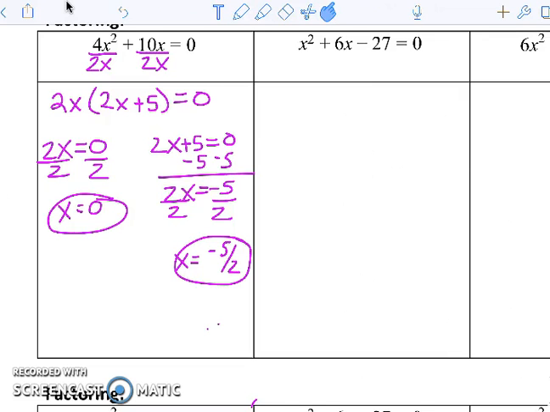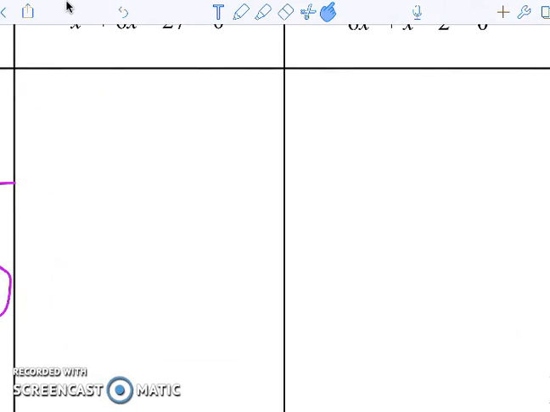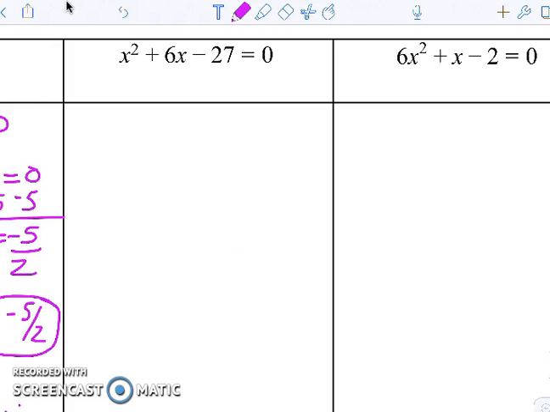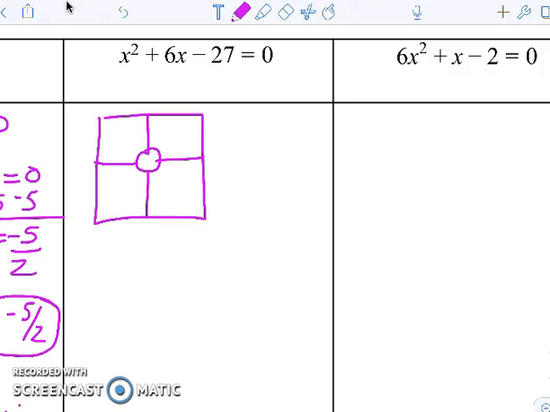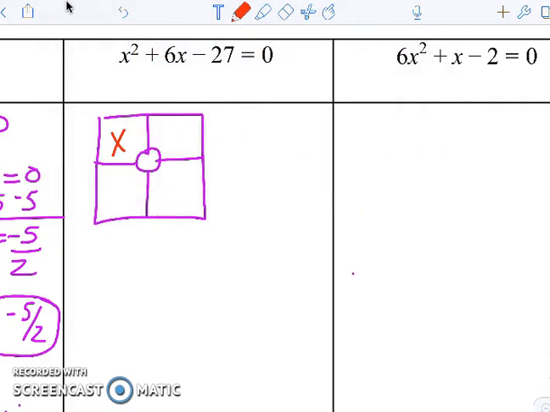Now these next couple we look at, these have three terms. So we're going to go over first one thing that you guys did last year, the box and the circle. So you create your box and circle, and then we write in our x squared plus 6x minus 27, and then we multiply these two boxes together.